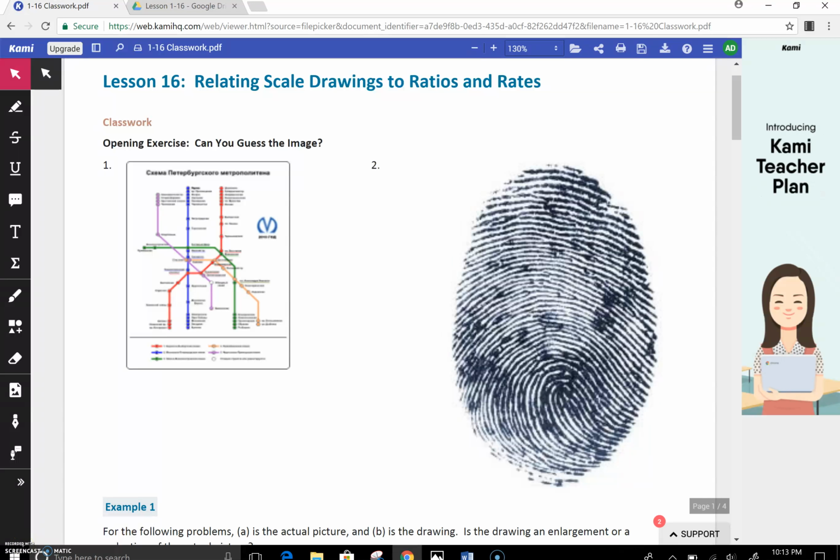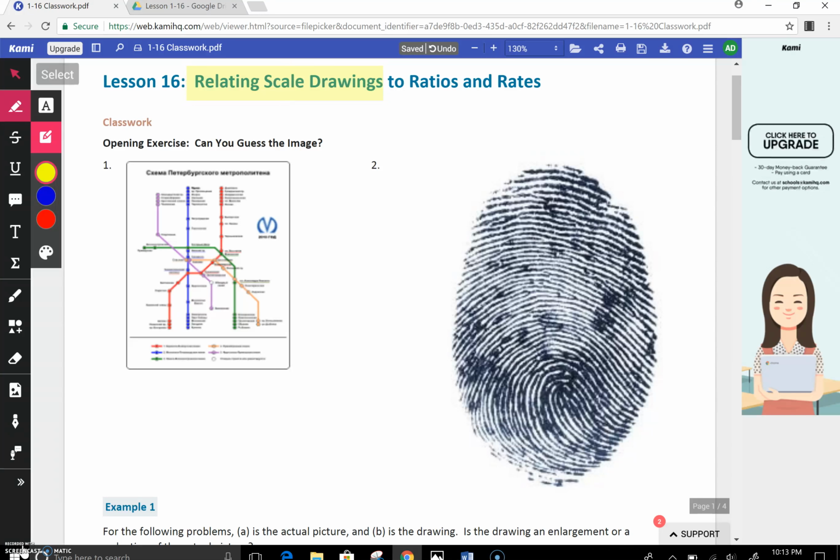Okay, getting near the end of the second unit, we have lesson 16, relating scaled drawings to ratios and rates. So we've been working with ratios and rates, making unit rates, and now we're going to relate those to something called a scaled drawing.